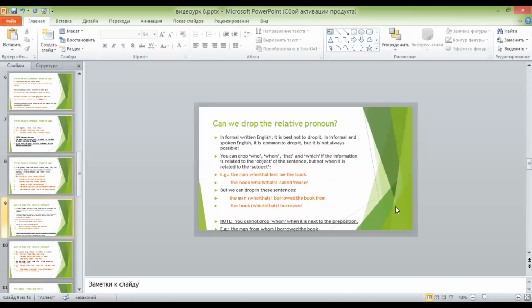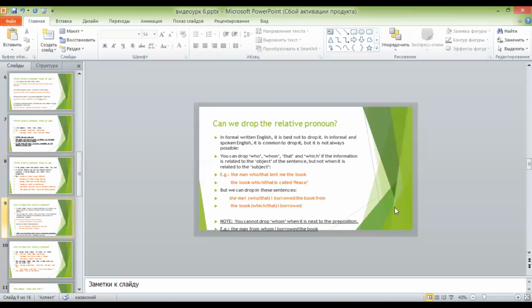So, can we drop the relative pronoun? In formal written English, it is best not to drop it. In informal and spoken English, it is common to drop it, but it is not always possible. You can drop who, whom, that, and which if the information is related to the object of the sentence, but not when it is related to the subject.